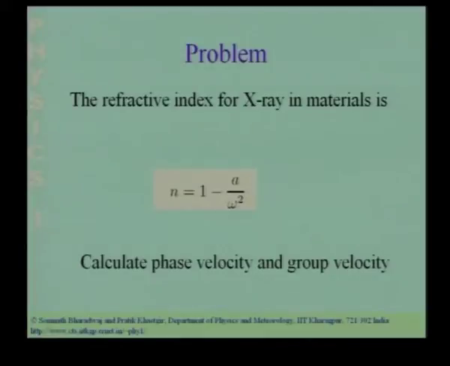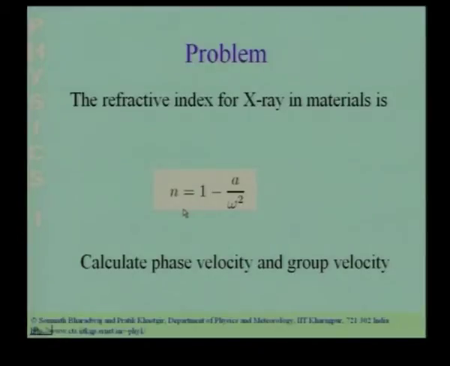The example is as follows. The refractive index for X-rays in materials is known to be less than unity, and it is given by the expression over here. So, the refractive index for X-rays in materials is found to be of the form 1 minus a constant divided by omega square, where the constant A is positive. So, the refractive index for X-rays inside materials is less than 1.